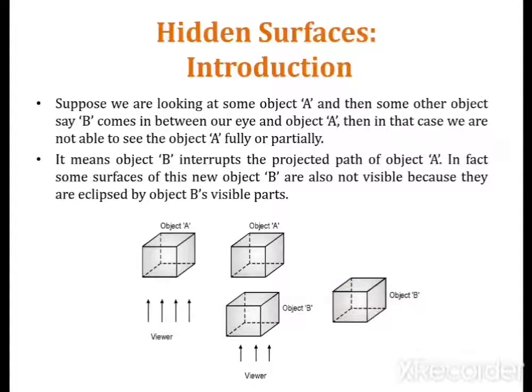So whenever such things happen, we are looking towards object A, and in between we get interruption from object B. Still we see some part of object B, and the other surfaces of object B are not visible, and due to object B we are also not able to see object A. According to this we are going to identify which are the hidden surfaces, and due to which surfaces we are getting some hidden surfaces. Whenever such situations occur, we only get object B, and we can only see some surfaces of object B.